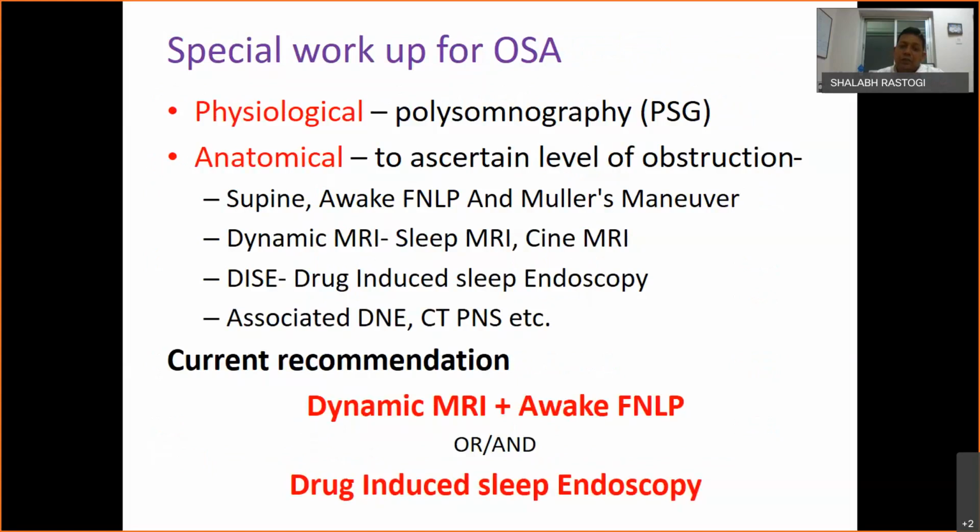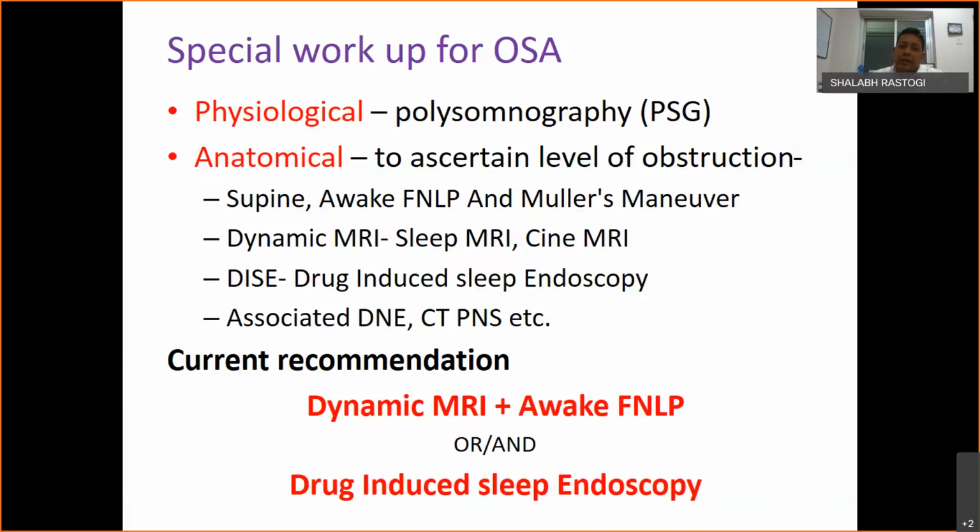So after your history and examination, you have a fair amount of confidence that you are dealing with an OSA patient. Then you have to label them with certain investigations that they are OSA patients. For that, you have to do physiological testing and anatomical testing. In anatomical testing, I told you that you can do a fiber optic laryngoscopy in the supine awake position along with the Muller's maneuver.